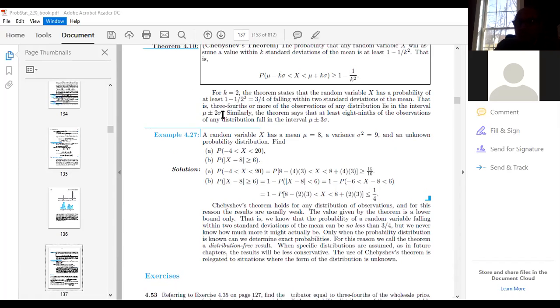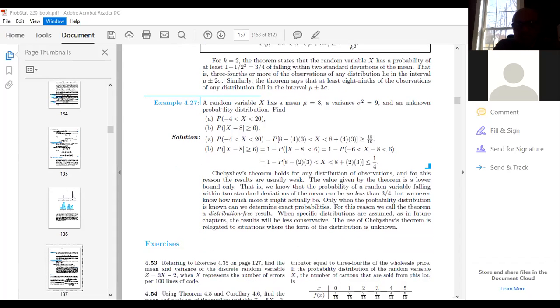So nu plus or minus 2 sigma, right? The probability that x lies between nu minus k sigma and nu plus k sigma. So first of all, you can find nu plus or minus 2 sigma because k is equal to 2. Nu is your mean, sigma is the standard deviation, and you plug the values in, and you are going to get two real numbers. So your probability value will lie between these two numbers. That's what Chebyshev's theorem says.